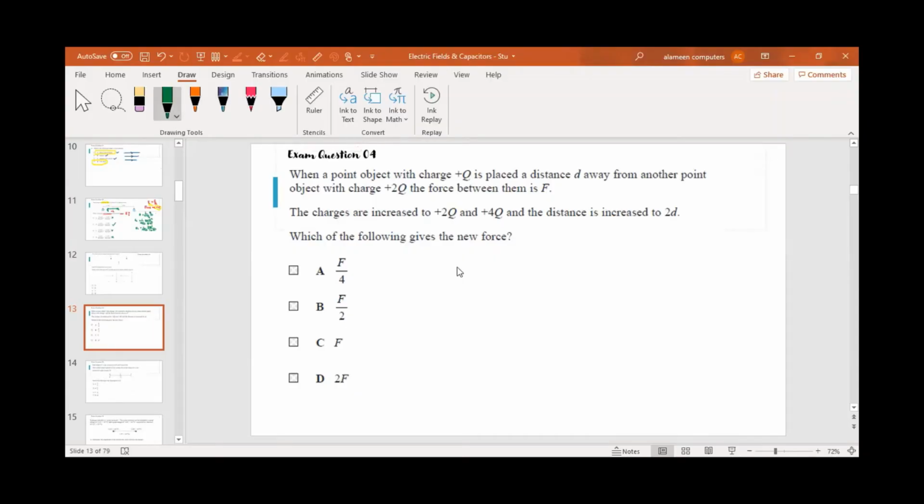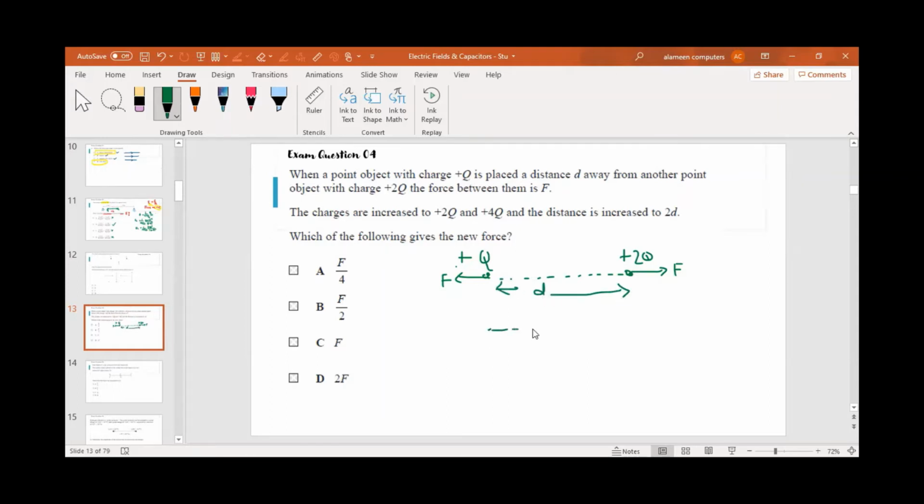So let me mark this. You have two charges, plus Q and positive 2Q. The force between them is F. So it should be repulsion, because they are like charges. When the charges are increased to plus 2Q and plus 4Q, and the distance is increased, the initial distance is D.